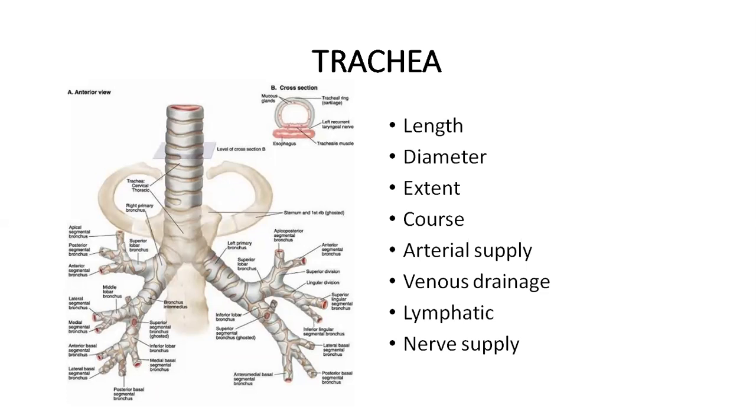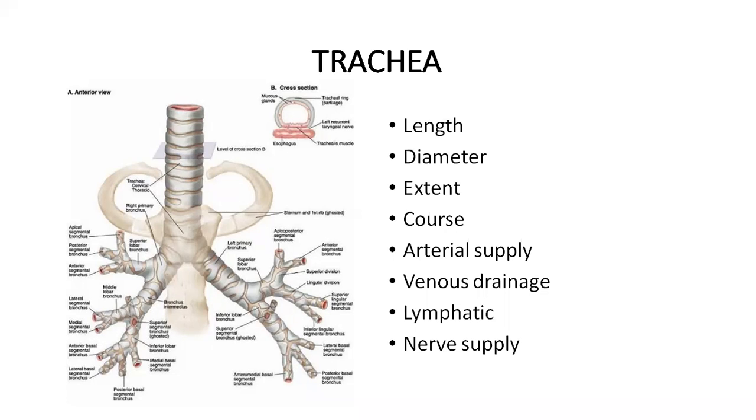Then the extent: it starts at the lower end of the larynx and it ends at the lower border of T6. Where it ends, it is going to bifurcate. At the lower border of the T6 vertebra, it bifurcates into right and left principal bronchi.